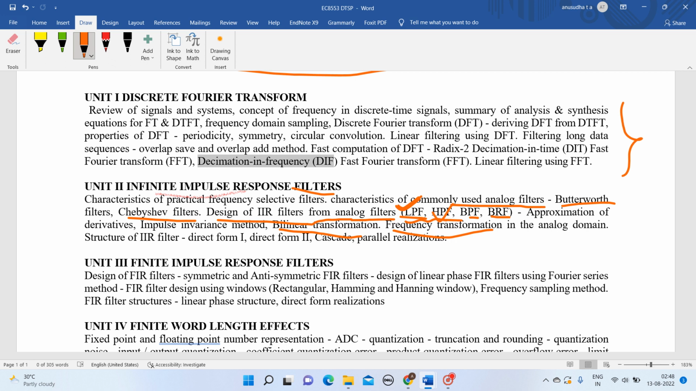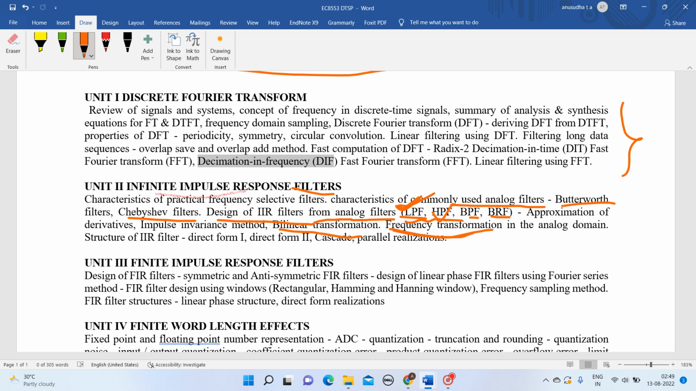By using the frequency transformation method, it is possible to design a high pass filter from a low pass filter. They will transform low pass filter to high pass filter, low pass filter to band pass filter, and low pass filter to band reject filter. In this frequency transformation, there is a set of equations. You have to memorize those equations. Compulsorily they will ask to design low pass filter to high pass. You might get this question for your CAT 2 exams and also in your main exam.